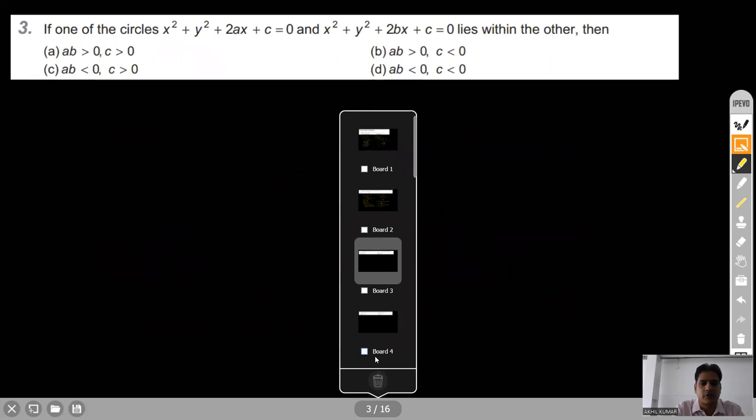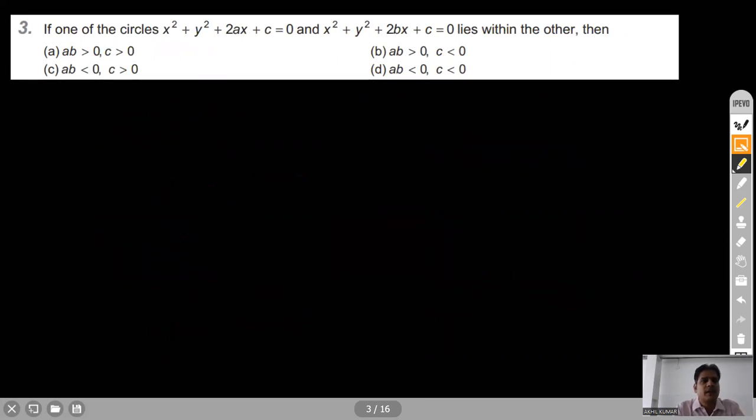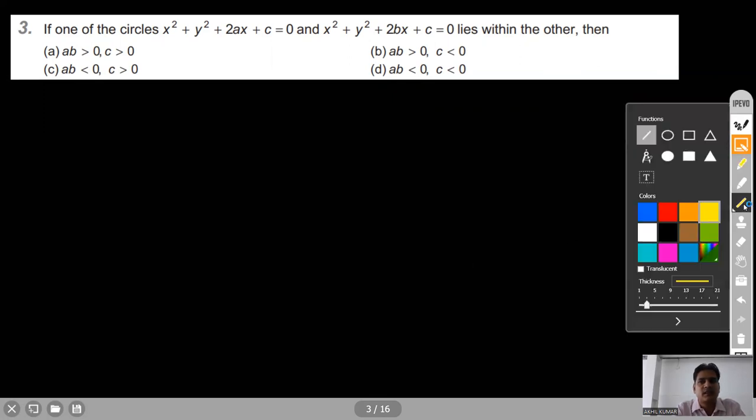Let's see the next question, question number 3. It is saying if one of the circles, x square plus y square plus 2ax plus c equal to 0, and another circle, x square plus y square plus 2bx plus c equal to 0, lies within the other, then the following conditions are given in the options. We have to check which option is correct. It is saying that one circle is totally contained within the other, right?